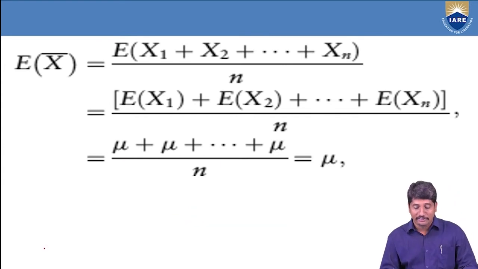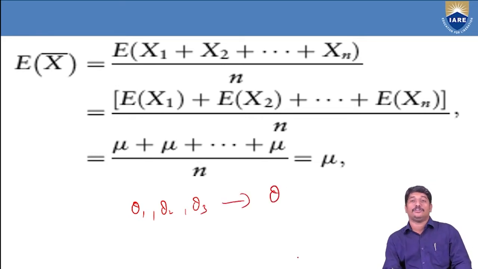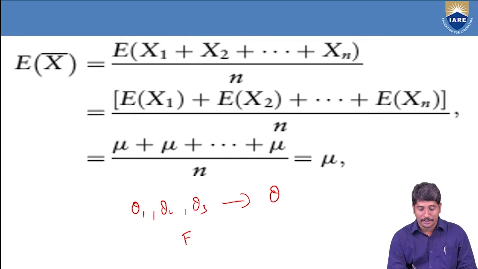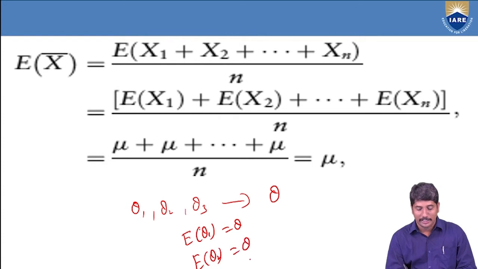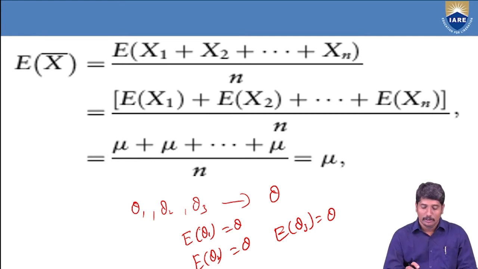Now coming to efficiency. Suppose there exist more than one unbiased estimator of the population parameter theta. Suppose we are trying to estimate the population parameter theta with the help of three sample statistic formulae: theta 1, theta 2, theta 3. That means all three are unbiased: expectation of theta 1 is equal to theta, expectation of theta 2 is equal to theta, and expectation of theta 3 is equal to theta. Now, how to find the best one among these three? For that, we need one more criterion called efficiency. Let us look into the details.